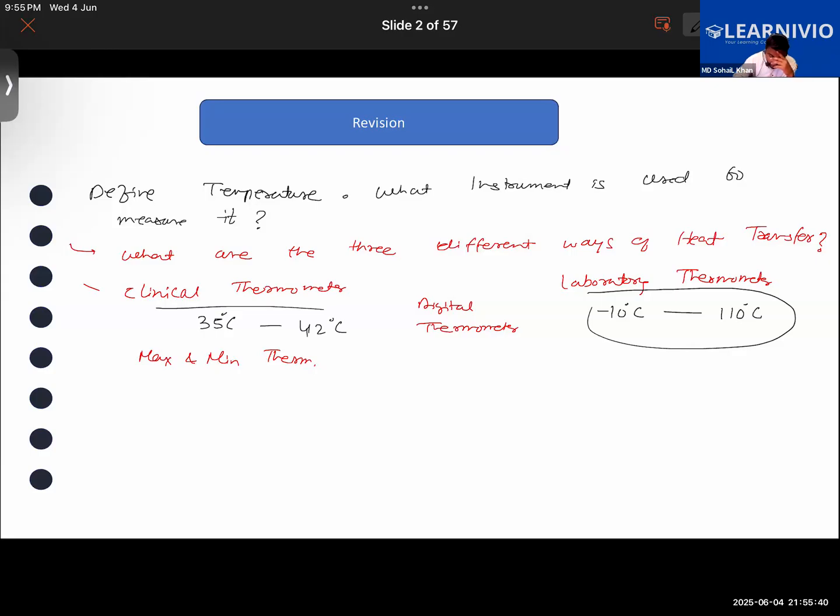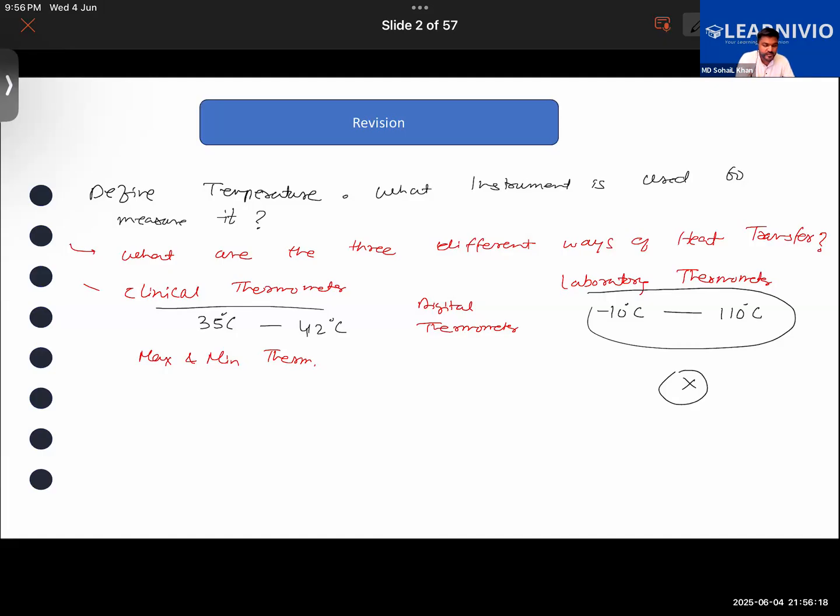Okay. Tell me which of the thermometers, out of laboratory and clinical thermometer, does not have a kink? Kink is absent in which one? Laboratory thermometer. Very good. It does not have a kink. Okay. Which one needs to be kept in a vertical position while temperature is being taken? Laboratory. Okay, good.